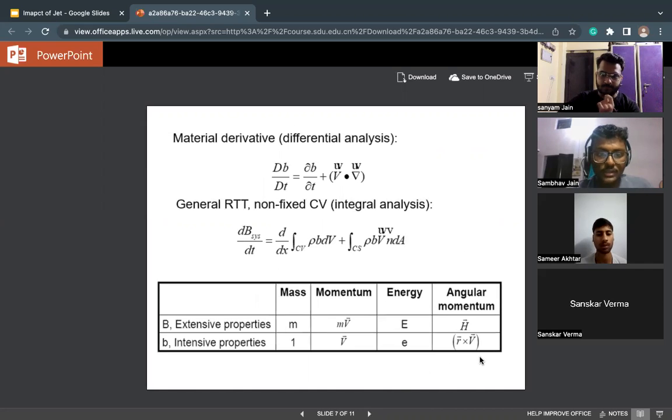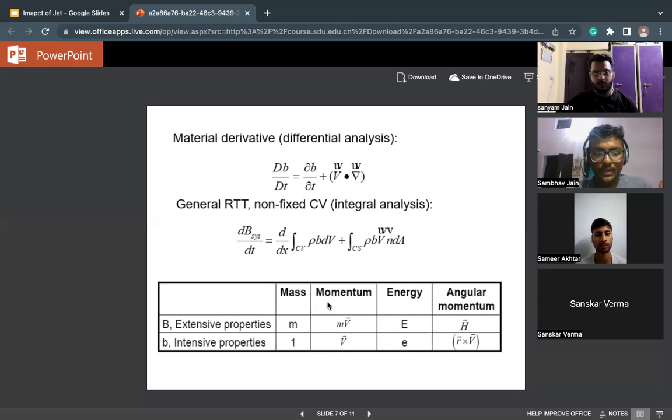On this slide, the material derivative and differential analysis of the system property is shown. For the general RTT with a not fixed control volume, integral analysis, if our control volume is not fixed, then we have to take our second equation.